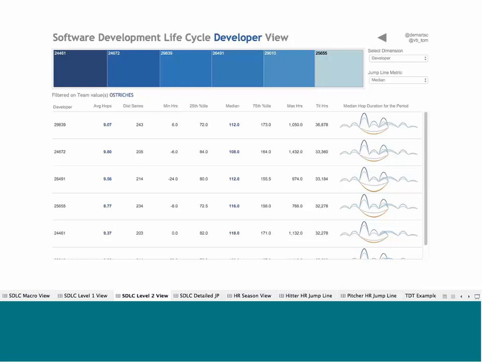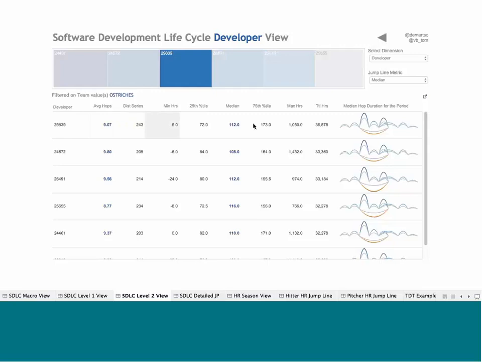As we drill into ostriches here, you can tell that this individual is taking 112 hours to do development, and their hop for the development phase is an average of 36 hours, and their hop for the test failure phase, I think that one is 24 hours.